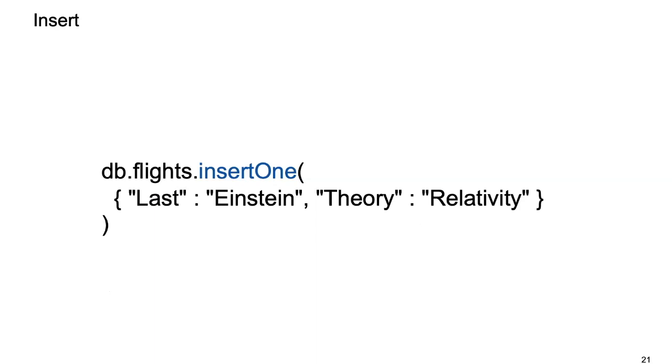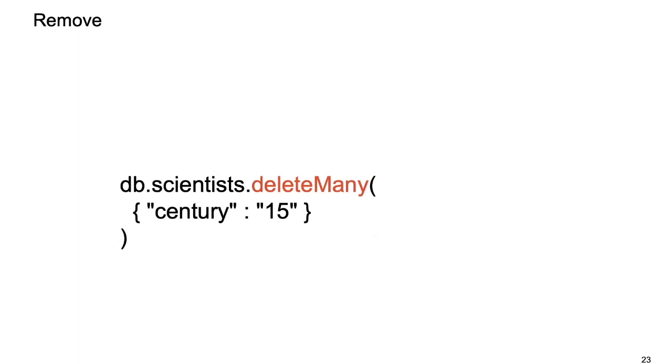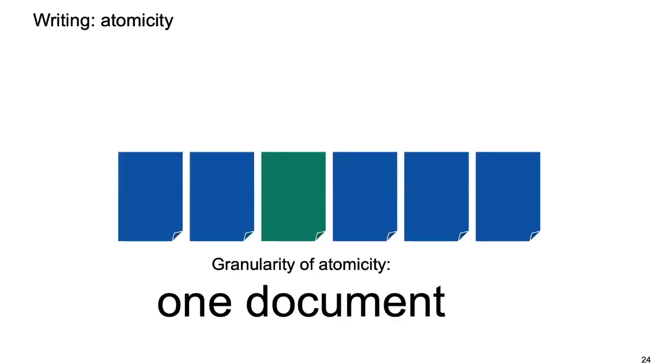Then you have functions to insert. You can insert one object at a time or many at a time with insert many. You can update many objects at a time, like in that case, you update all of those that have last equal Einstein, then you set the century to 20. There's also an update one, and then there is delete many, delete one. Delete many deletes all that have the century equal to 15, for example. So you have insert, update, delete, and that's intuitive. I think you probably all understand what these do, and for the details, you can look up the spec.